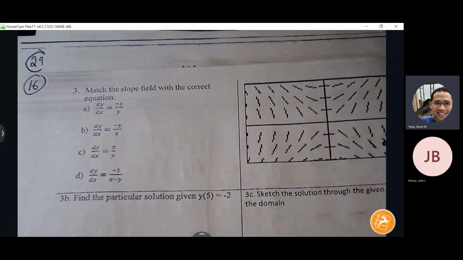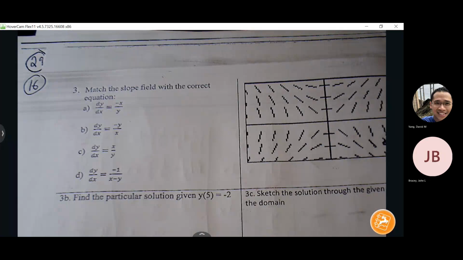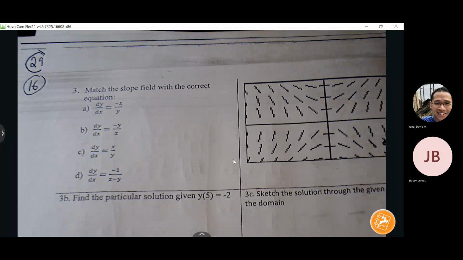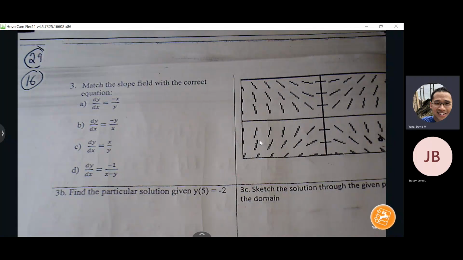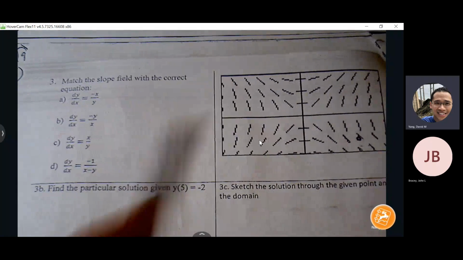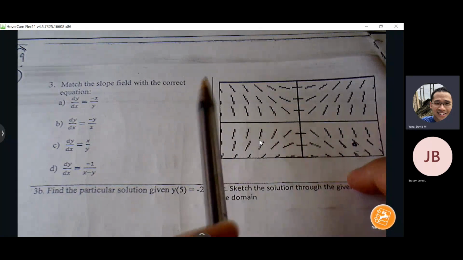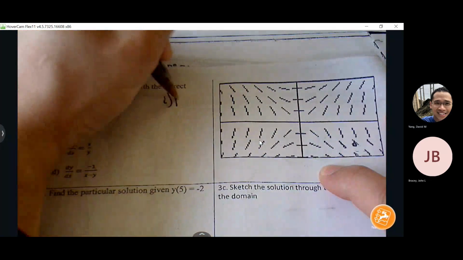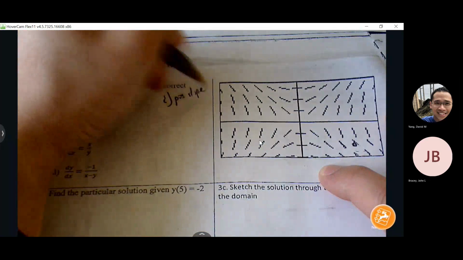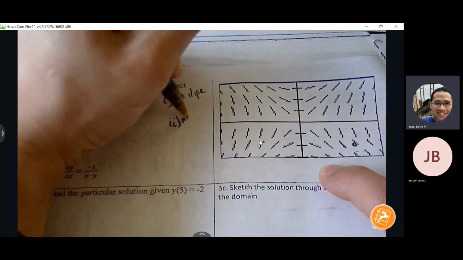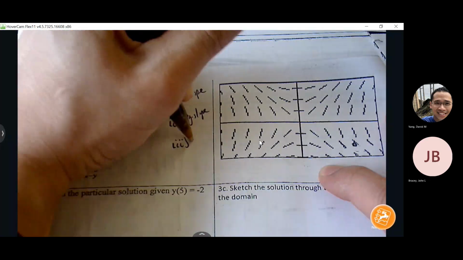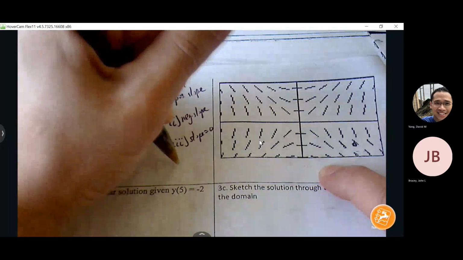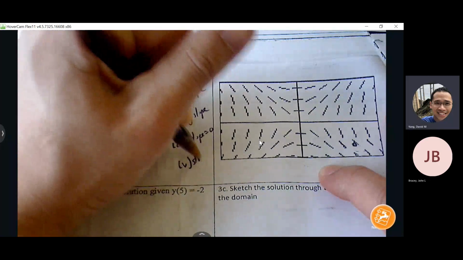Okay, page 16. I match slope field with the correct equation. So we like to look for 4 things here: positive slope, negative slope, slope 0, and slope undefined.